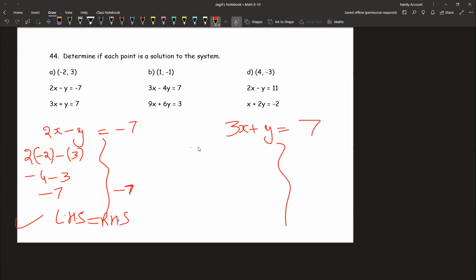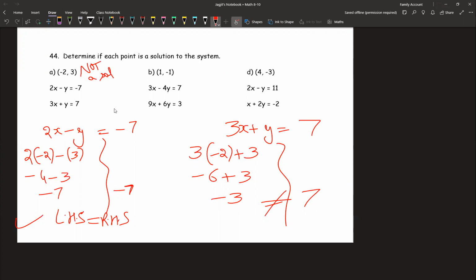Plug in -2 for x and plug in 3 for y. So -6 plus 3, well, that's -3. -3 is not equal to 7. So it did not satisfy this equation, guys. It had to satisfy both the equations. So I will say this guy is not a solution.